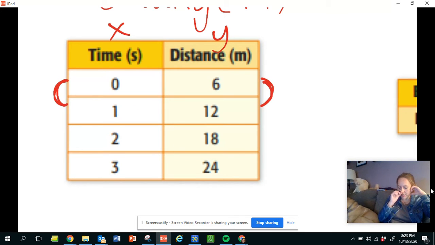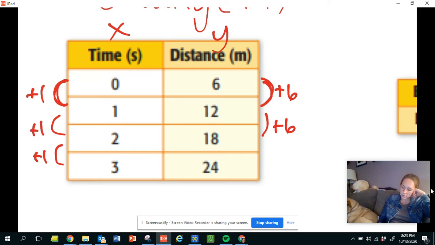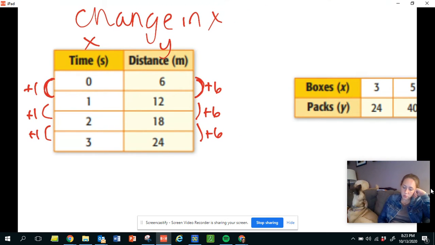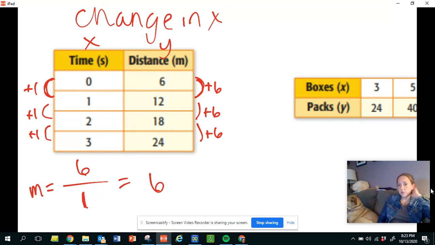On the left side, my x's are going up by 1, so it's positive 1, and it's like that every time. Over here, I'm going up by 6 every time. So the change in y, how much the y's are changing, is 6, and the change in x is 1. So my slope is just going to be 6.